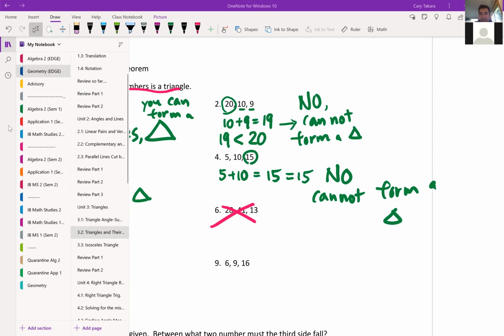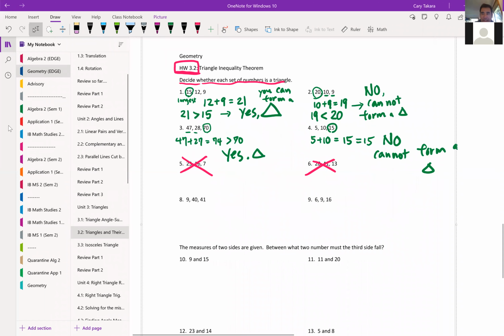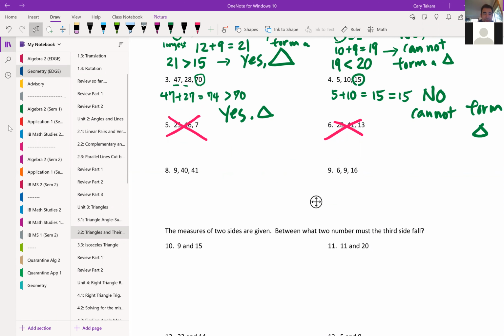Okay, so let's keep going. Number 8. Again, the longest side is 41. Is 9 plus 40 bigger than 41? Yeah, definitely. 49 is bigger than 41. So the answer will be yes, you can form a triangle.